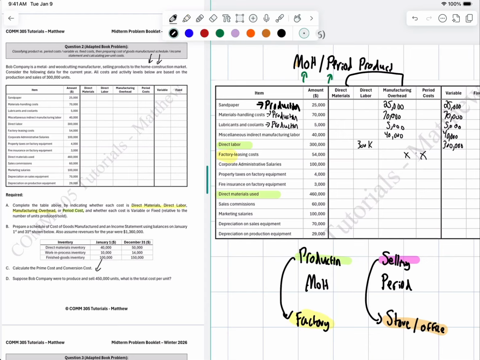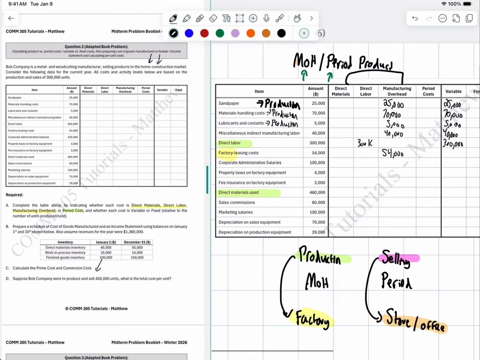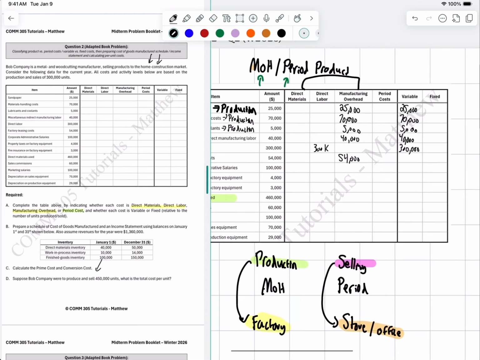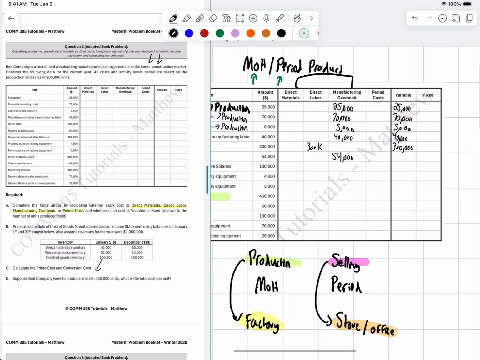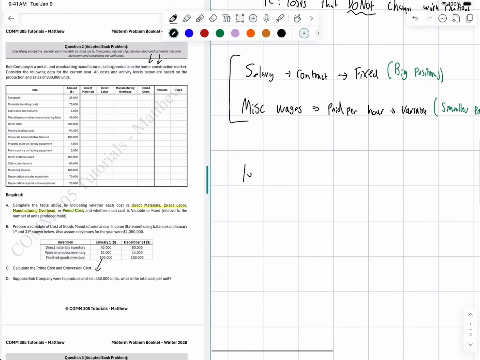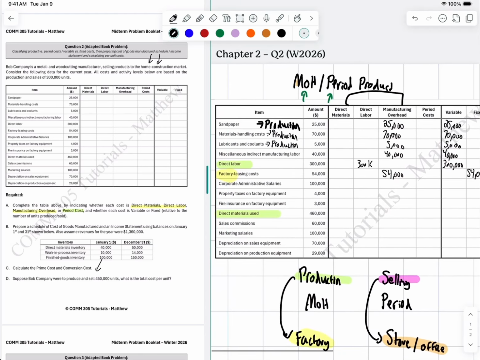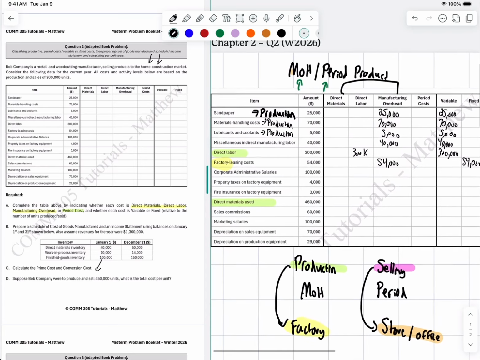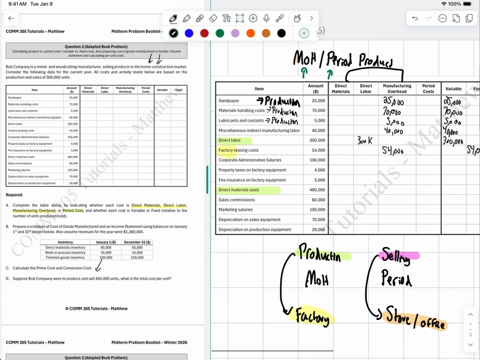So factory, it's production. So it's going to fall under overhead here. Okay, this is obviously not DM or DL. Now next up, the 54,000, is it variable or fixed? A lease is an amount that you pay every month until the lease ends. So therefore, it is fixed. Leases are fixed cost. A lease is the same amount you pay every month. And don't worry, there'll be no mixed cost with leases.